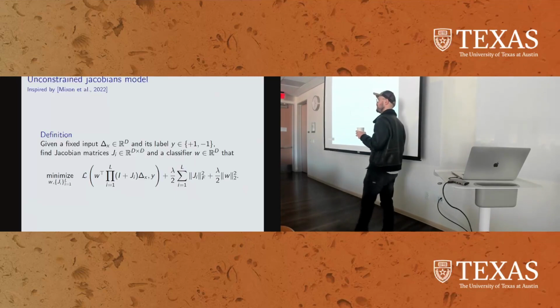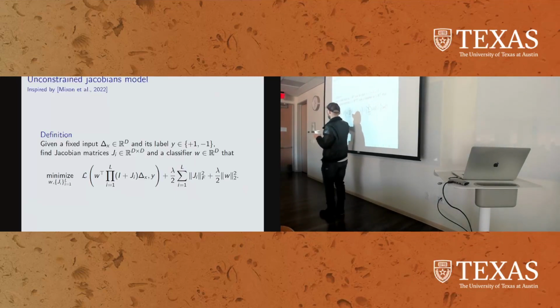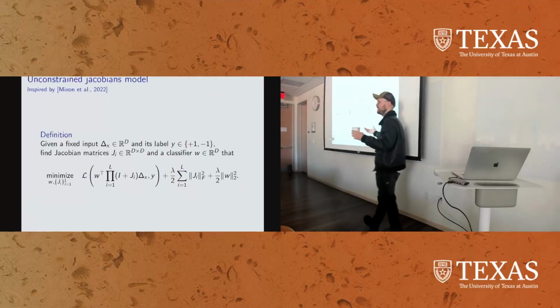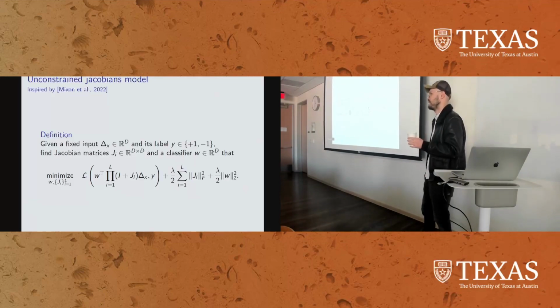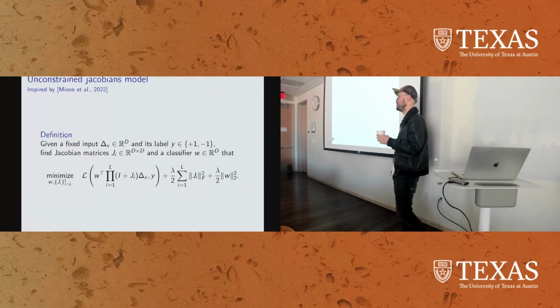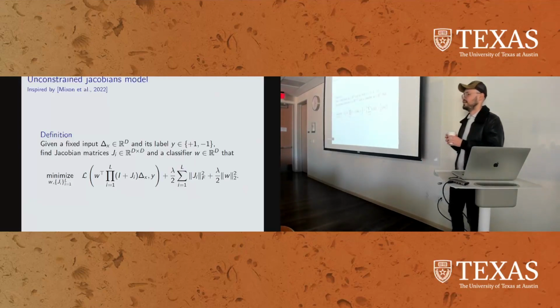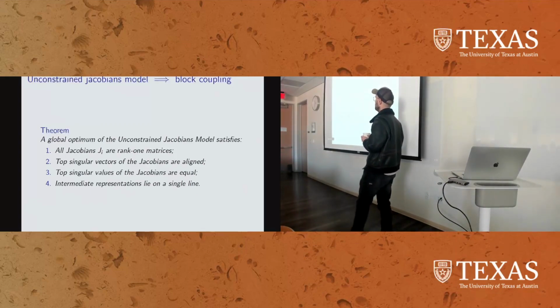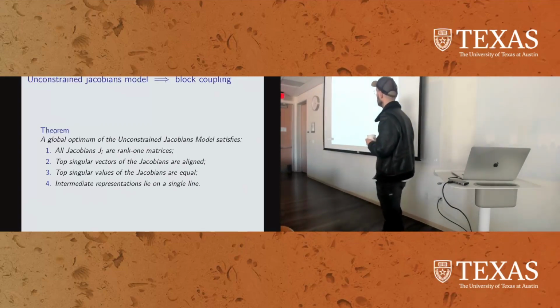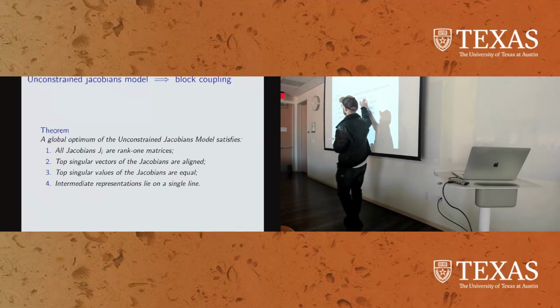The most objectable thing about this slide is that we're optimizing over Jacobians, right? No one's optimizing over Jacobians in deep learning. People optimize only over weights, over parameters. And so we allow ourselves to optimize over Jacobians for the sake of mathematical tractability, elegance, whatever you want to call it. So that's the most objectable thing on this slide. Assuming you're willing to entertain this optimization problem, then you can actually prove that a global optimum of this problem, which we call the unconstrained Jacobians problem, satisfies the following properties. All the Jacobian matrices are going to be rank 1 matrices.